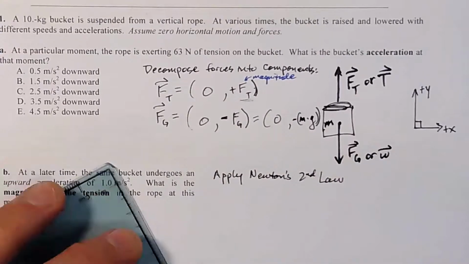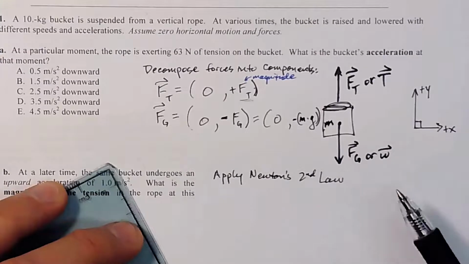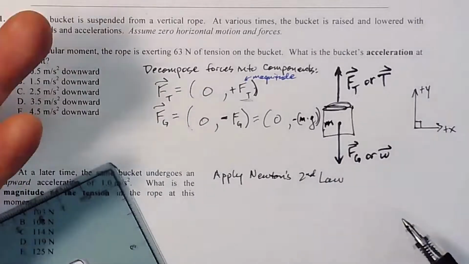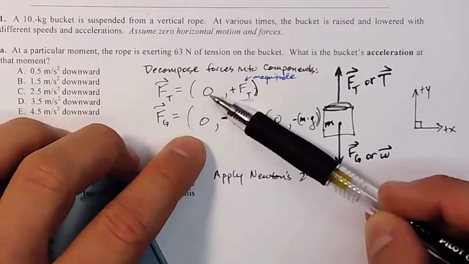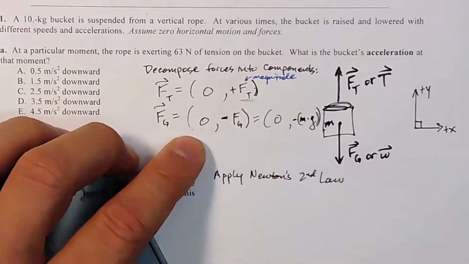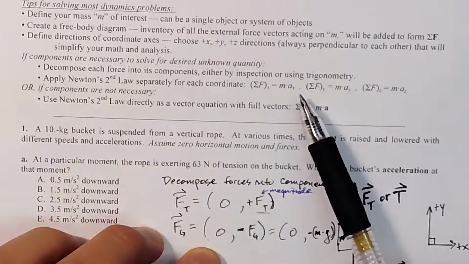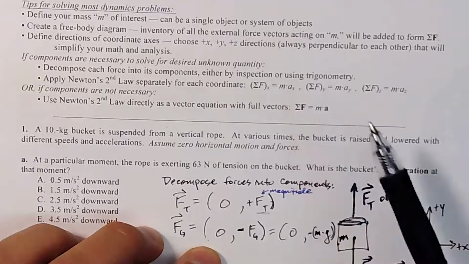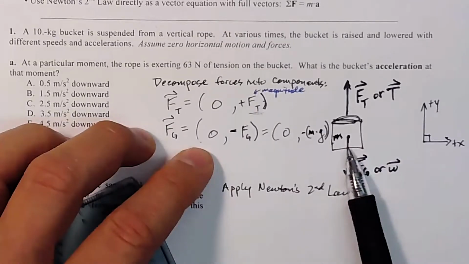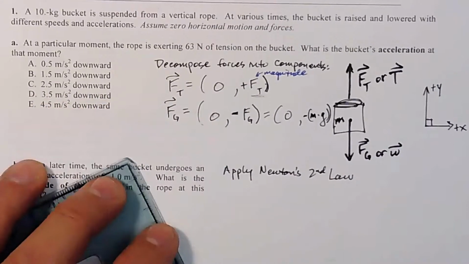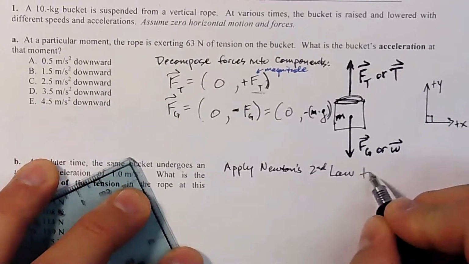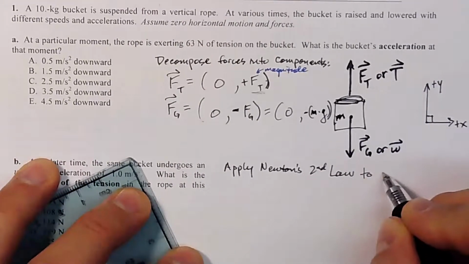Now, if I were to apply Newton's second law to the horizontal direction, it would be a very boring sort of story. We would say the sum of all the x components, 0 plus 0, is equal to mass times acceleration in the x direction, which is also 0 because there's no x motion. There's no horizontal motion. So we're going to just skip that and go directly to the vertical direction.